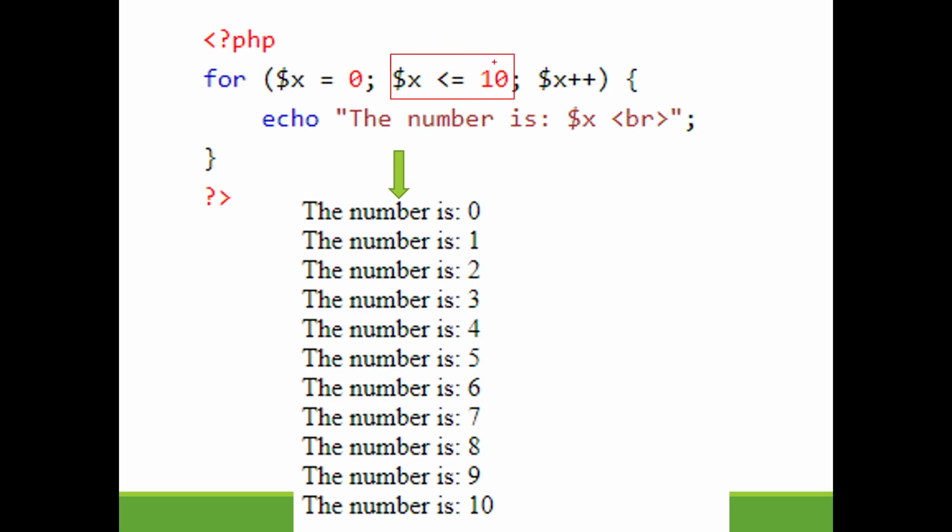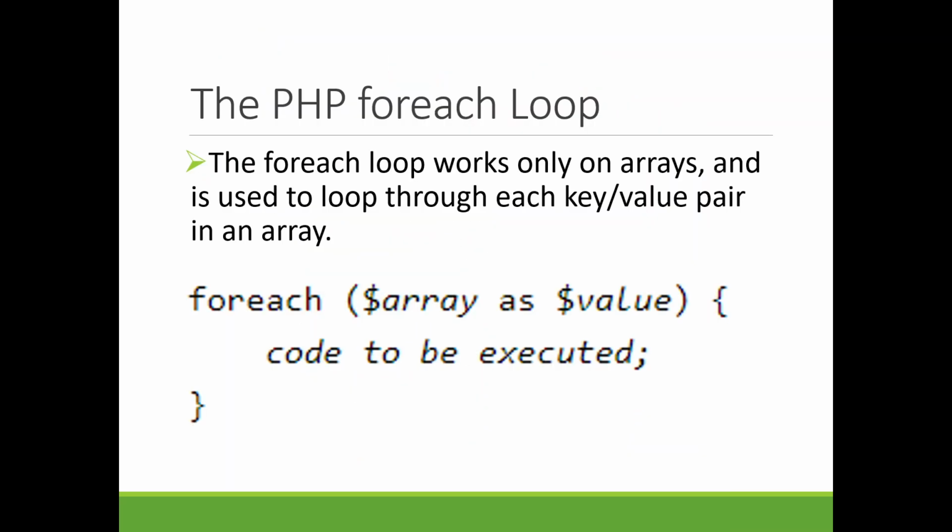You want it to be less than 10. So this is the condition. This is the initialization, separated by semicolons. Then this is the increment. So if you run this code, it's going to print 0, 1, all the way up to 10. So that is the for loop.